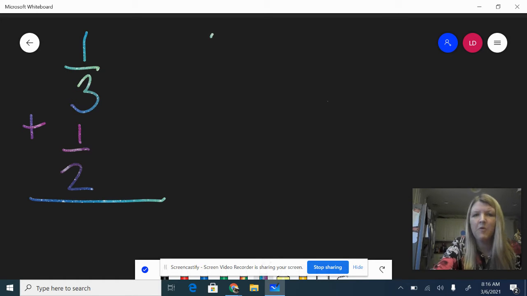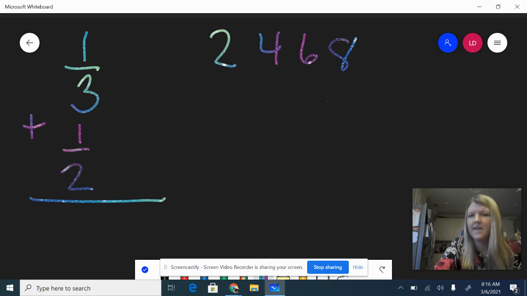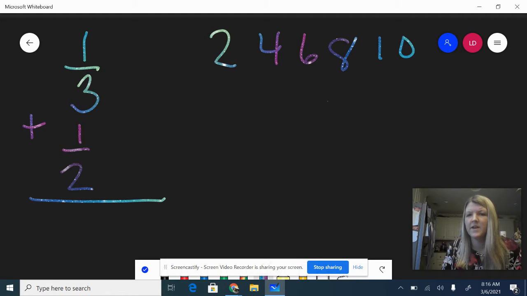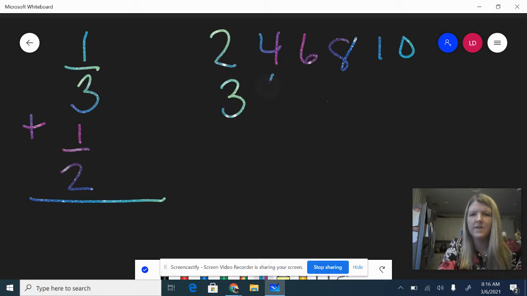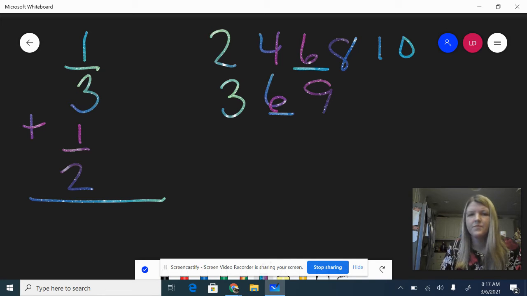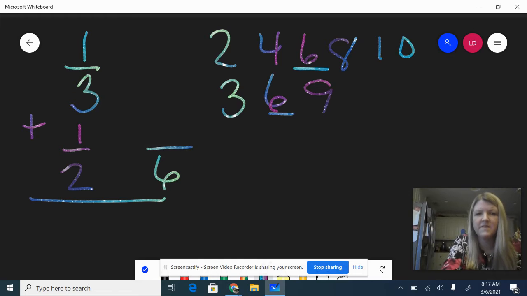So I'm going to count the multiples of 2. I've got 2, 4, 6, 8, 10, and I could keep going. But I'm going to see if I can find a common multiple with 3 with what we've got so far. If I count the multiples of 3, my other denominator, I've got 3, 6, and 9, but I see that I don't have to keep going because 6 is going to be a common multiple between both of them. So that means that both of the denominators are going to be 6.